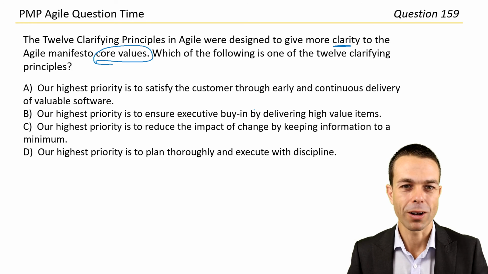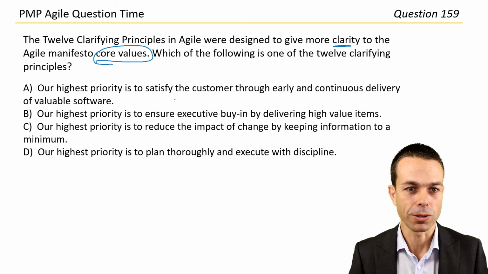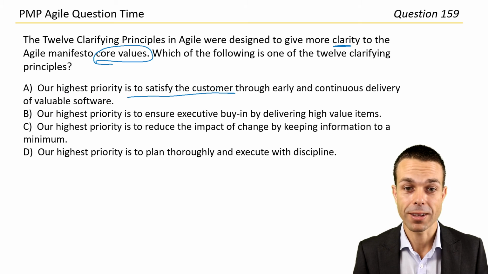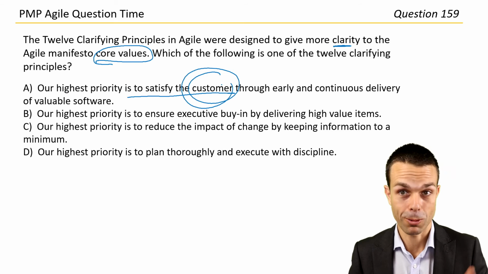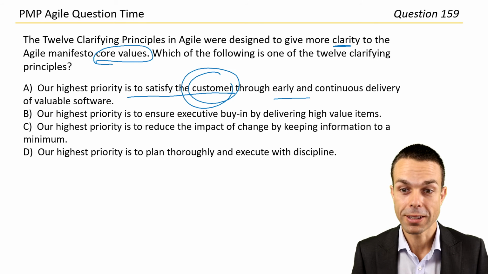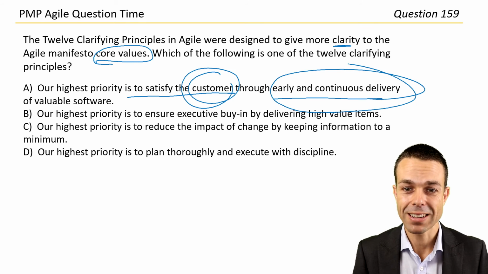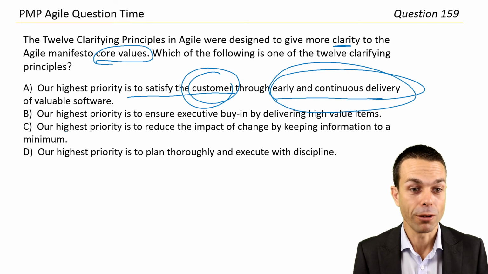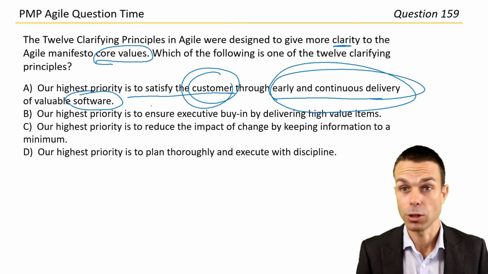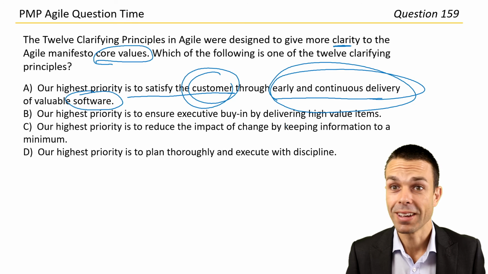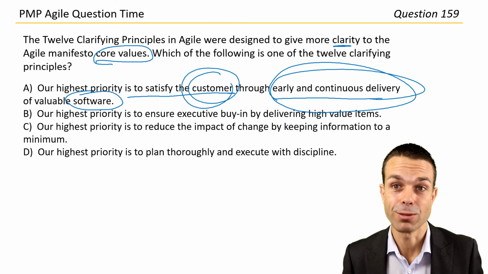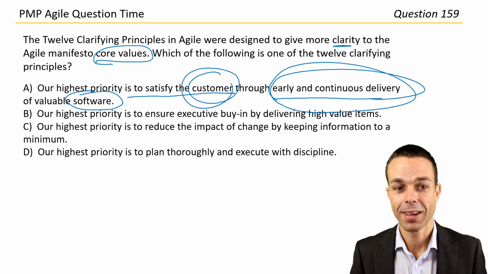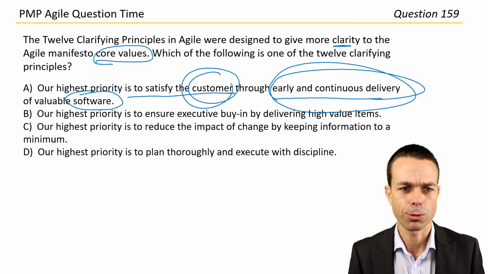Which one is one of our core principles, 12 principles? Our highest priority is to satisfy the customer. I already like that because we're working with the customer. Through early and continuous delivery. I love that because we're delivering often. That's what we want. Of valuable software. Yeah, absolutely. And the thing is, Agile has expanded outside of software now because it's become so valuable. So it doesn't have to be just software. But I really like this one. Let's see what else we've got.